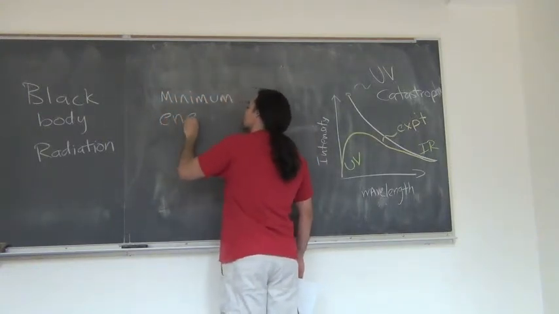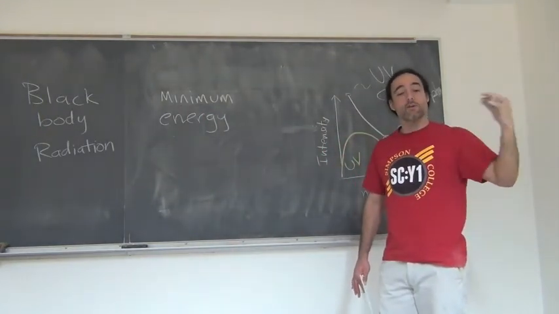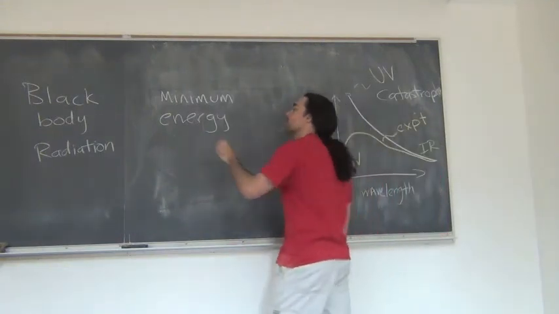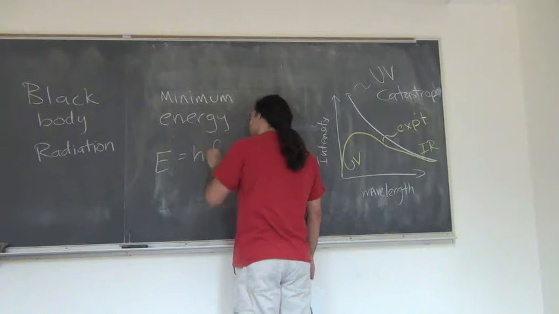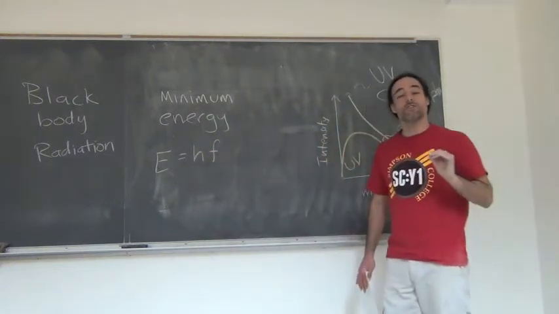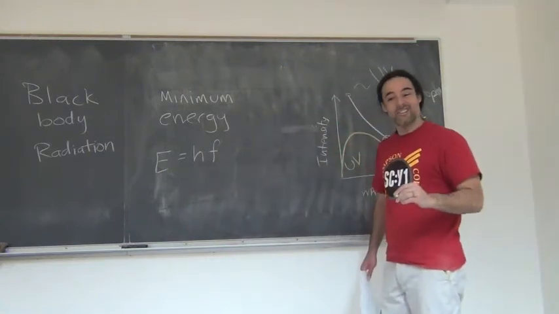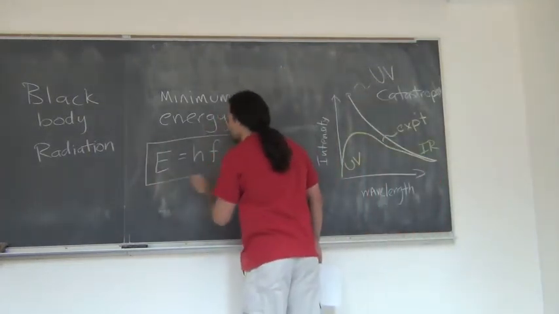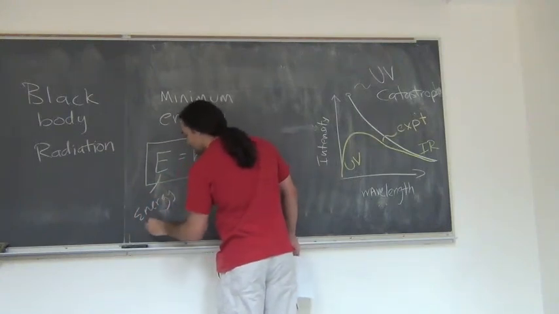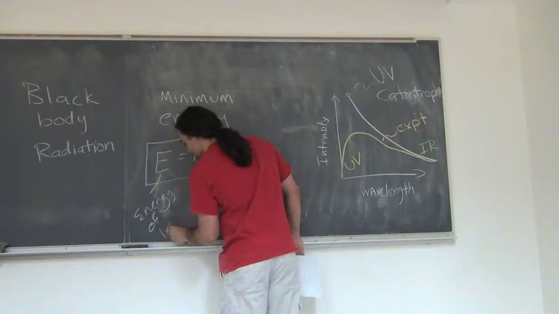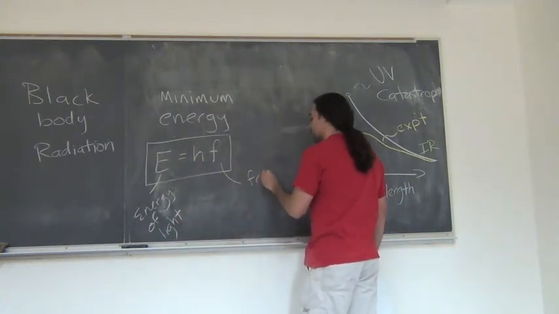Basically he was counting the amount of light you got out at each different wavelength or frequency. Minimum energy, he said, was going to be this. In fact, he said it wasn't just a minimum energy. Energy came in multiples of h times f. That's the energy of light. This is the frequency of the light.